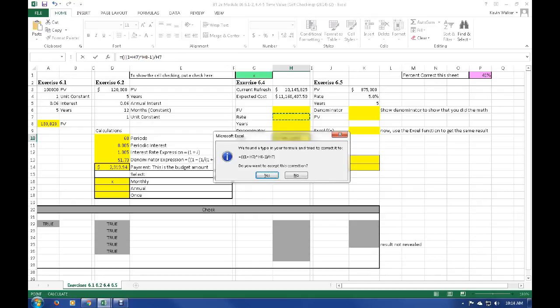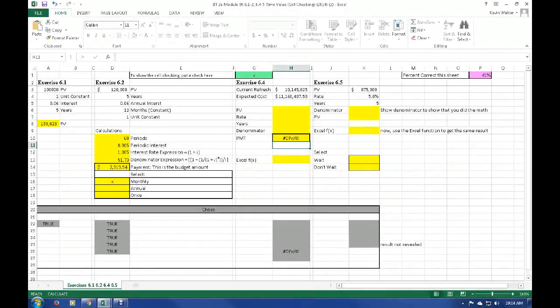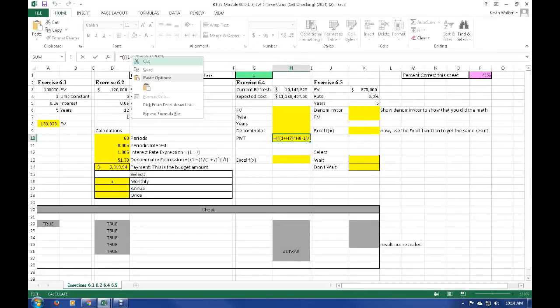I know what it is, just haven't plugged it in. So that's the formula you're going to use, and you can plug this stuff in. Apparently that clicked on there, so that actually should be in the denominator. That actually goes here.